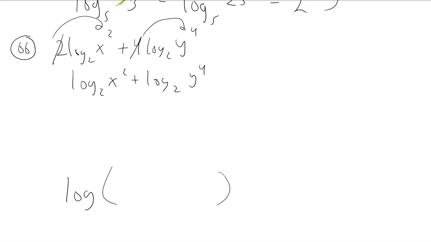And then, if logarithms are separated with addition, you can condense them into multiplication. Okay, they're log base 2. It's going to be log base 2 when you condense. And there we go.